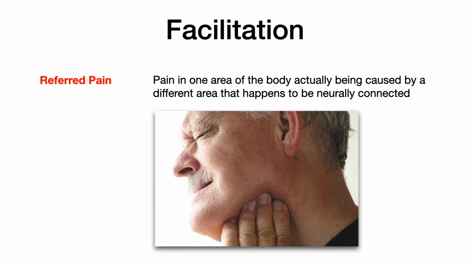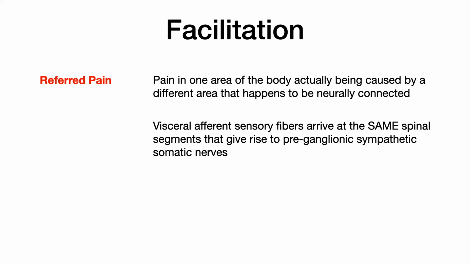Now let's talk about another concept related to facilitation, and that's referred pain. Referred pain refers to when pain in one area of the body is actually caused by a different area that happens to be neurally connected. This is what's responsible for the somatic pain in the upper chest, jaw, and arm that somebody feels if they're having a myocardial infarction. Facilitation occurs because visceral afferent sensory fibers arrive at the same spinal segments that actually give rise to preganglionic sympathetic somatic nerves.